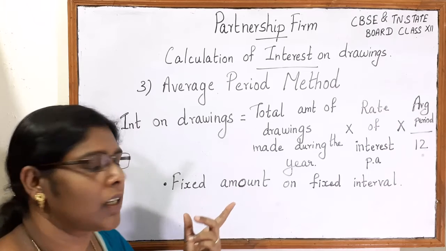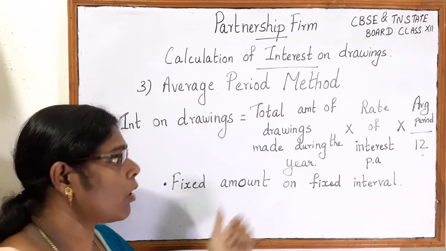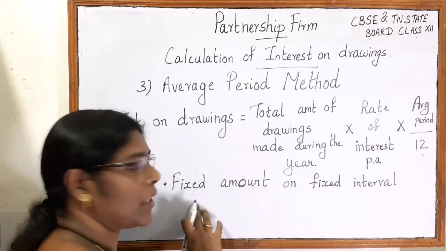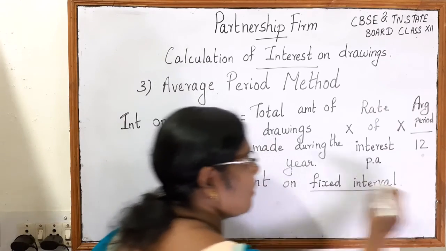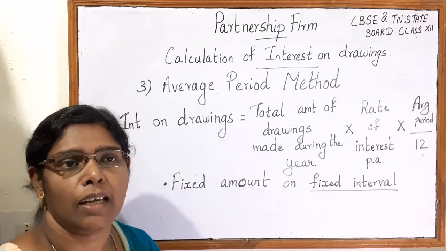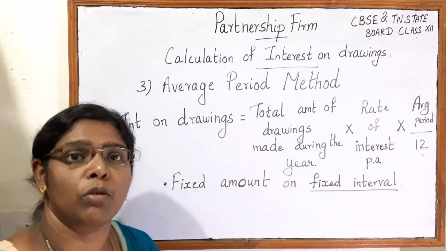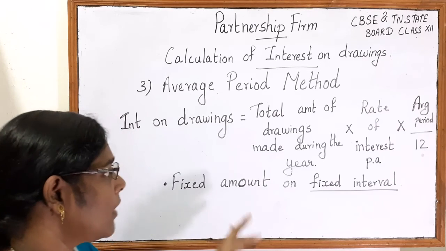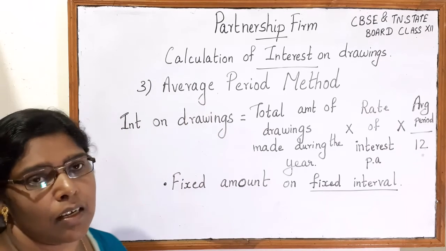The third method is the average period method. This method is used when partners withdraw a fixed amount at fixed intervals. What do we mean here by fixed interval? That is, if the partners are withdrawing, say, monthly or quarterly, half yearly, or every 2 months or every 4 months, and that too a fixed amount, then we can use this method.